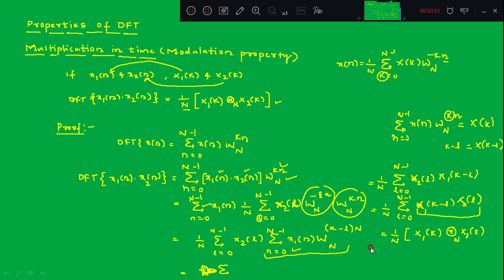That is equal to DFT of x1 of n multiplied, simple multiplication, with x2 of n. So this is the required proof, right? So whenever you multiply the two sequences in time, its DFT is equivalent to the circular convolution of the same two sequences in frequency domain multiplied by 1 divided by N. This property is known as modulation property. In the next video, we will discuss one simple example on this property.